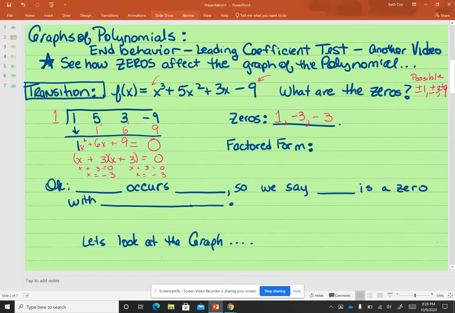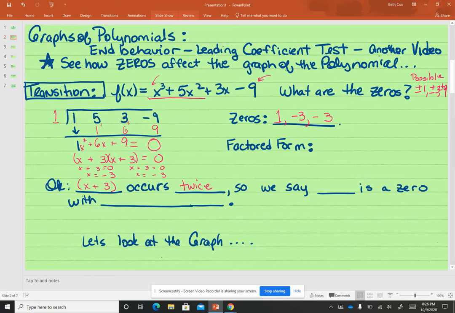This is a third degree, so I was expecting 3 zeros, but this is the first time I've noticed that we have the same 0 that occurs twice. So x plus 3 occurs twice in our factored form. So let's talk about the factored form.